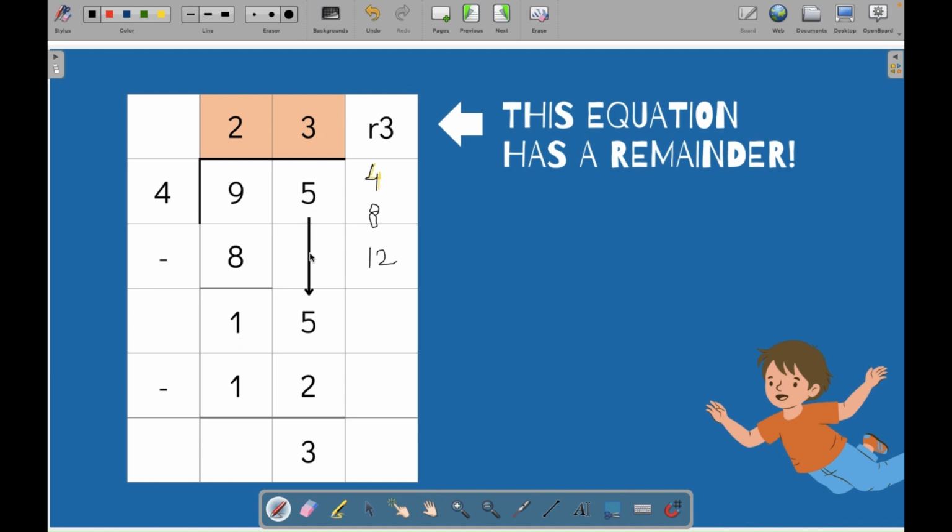Now this 5 will come down. So we did subtract and 5 comes down. So we get 15. Next we'll again divide 15 by 4, so again do the multiplication. 12 is smaller than 15, so we'll go one step further.